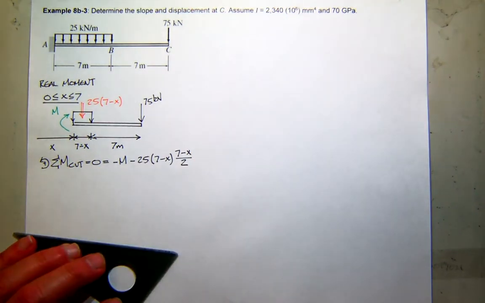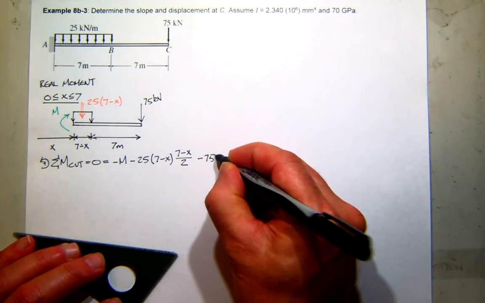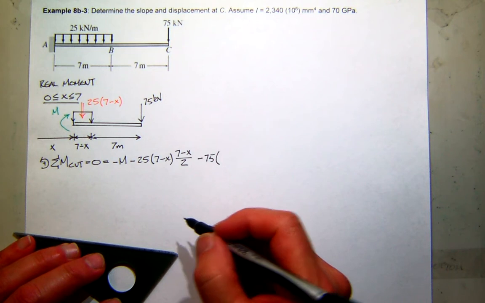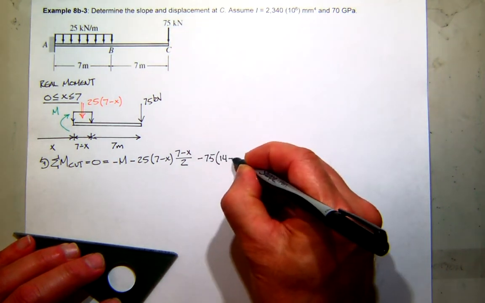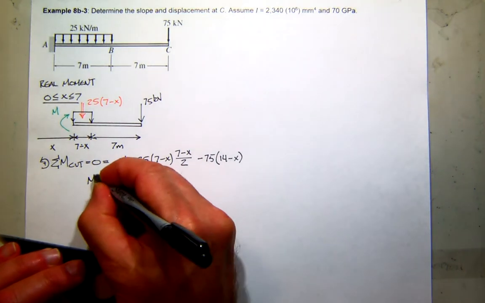And then 75 is also what kind of moment? Negative. And what is that moment arm? 7 plus 7 minus x, which is 14 minus x. So there's my moment expression.